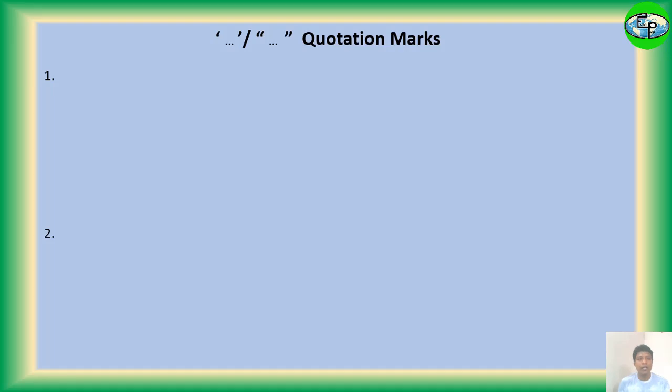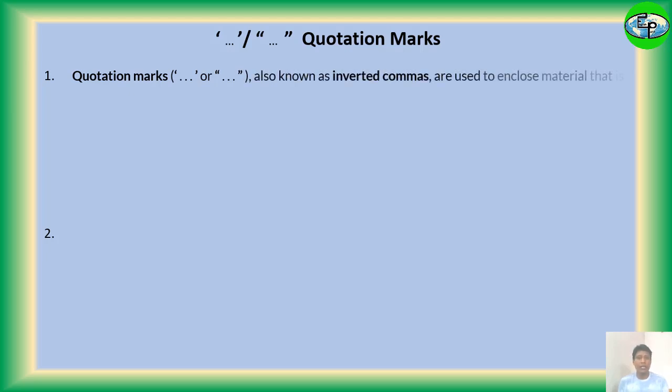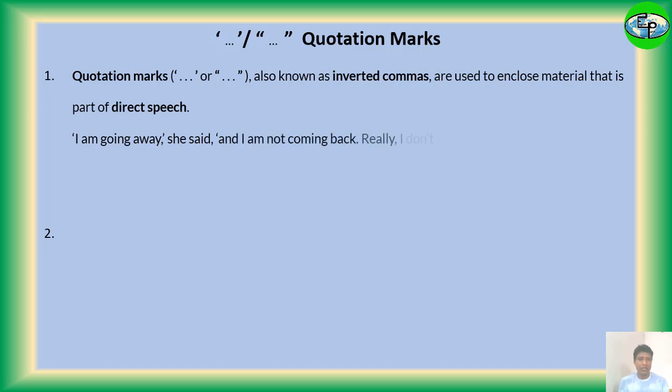Quotation marks, single or double quotation. Number 1. Quotation marks, single or double, also known as inverted commas, are used to enclose material that is part of direct speech. For example, 'I'm going away,' she said again, 'and I'm not coming back.' 'Really, I don't feel that I belong here anymore.'